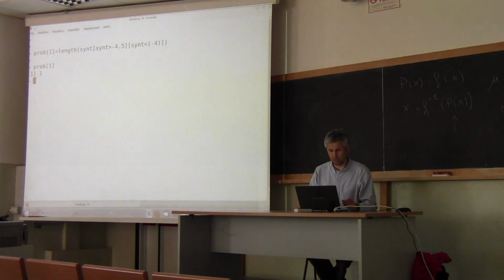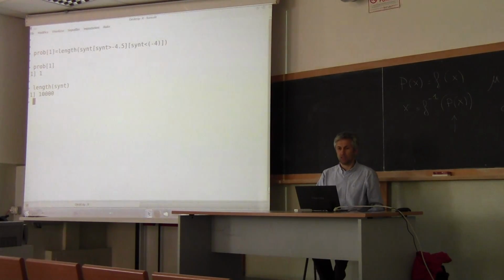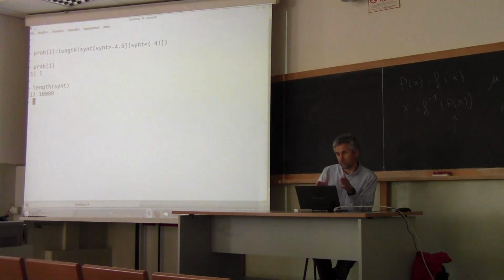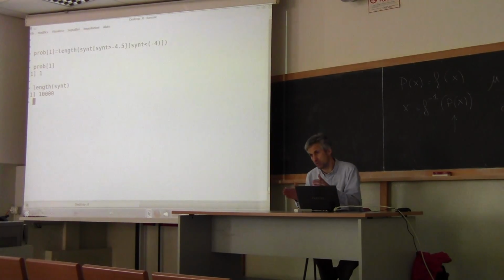Okay, now it should be working. Let me check again the length of sync. Yes, it's still there. So basically the first element of the vector probe is the number of observations that fall between minus 4.5 and minus 4, which is 1.